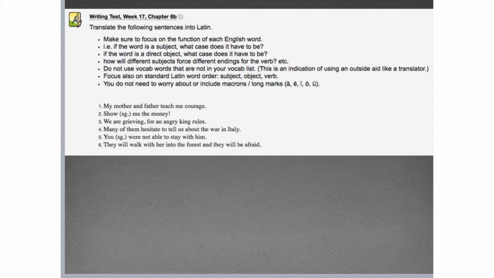And for the writing, some English and Latin. You're going to have some pronouns, things like that. So my mother and father, so mea mater paterque, or et pater. Me virtutem docent. And me could be mihi. Technically it's a double accusative, but if you want to use the dative, teach courage to me, that's fine as well. So I will leave the rest to you.